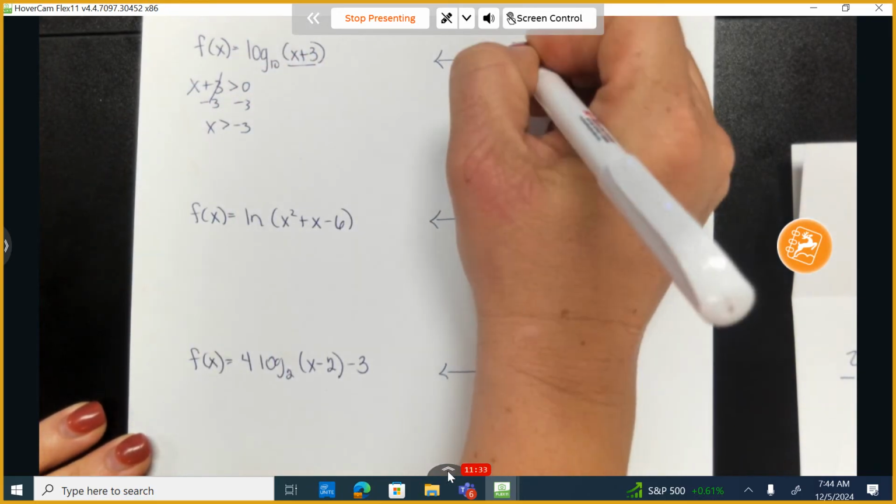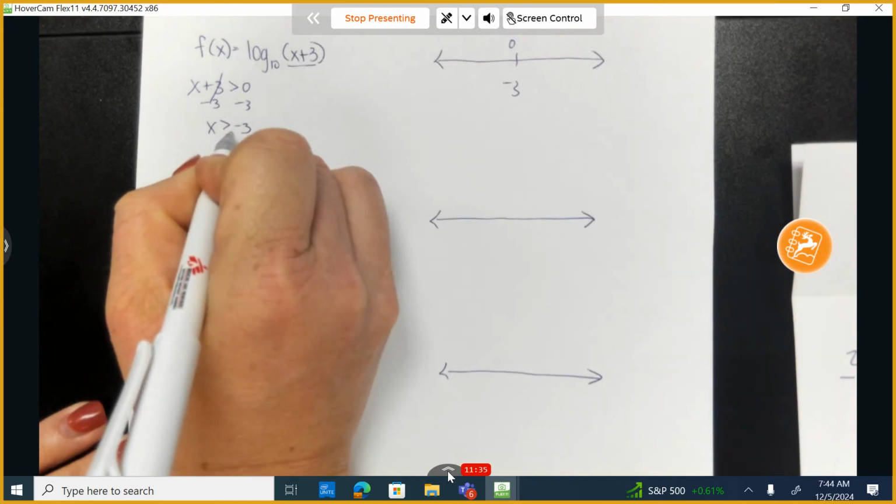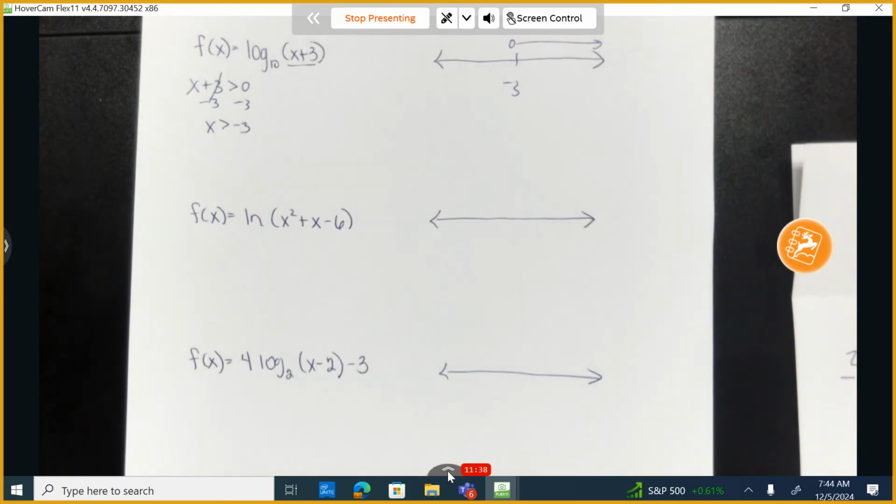I come over here. I want you to understand this along as x on the left-hand side. Anything to the right of -3. So -2.9, I could plug in and I could get an output. -1, I could get an output. +1, all of those would work.